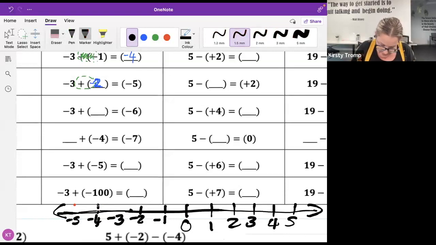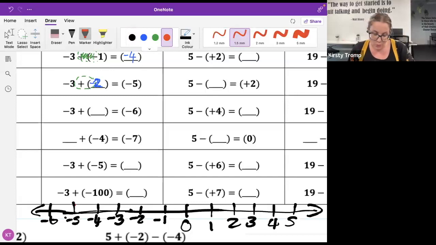All right, so here's my number line again. This time, I need a -6, so let's draw a -6 on there for ourselves. We need to make my number line a little bit bigger. Okay, where am I starting? I'm starting at -3. And where am I ending up? I'm ending up at -6.